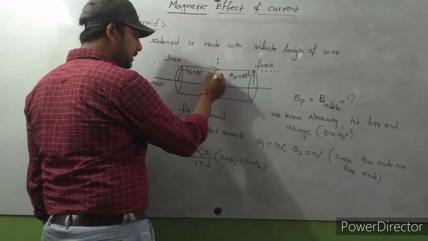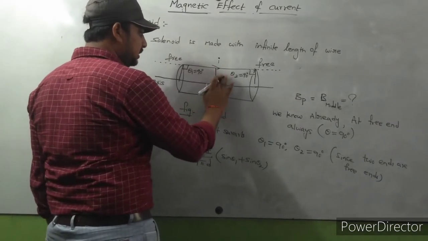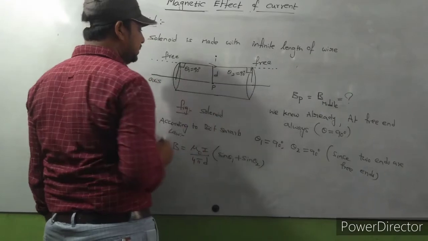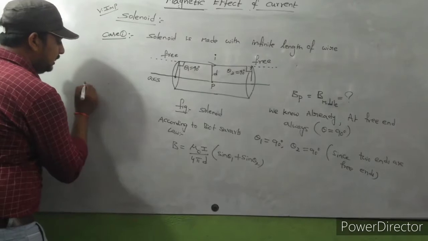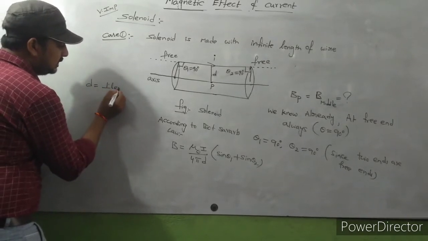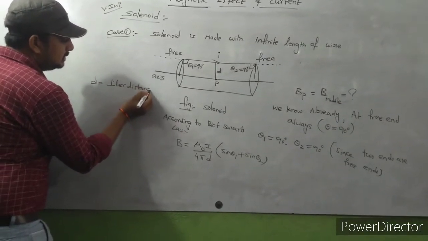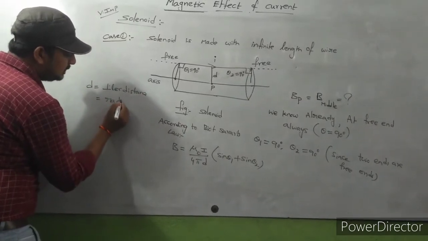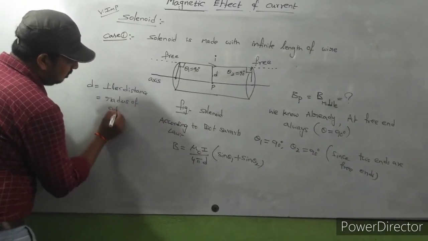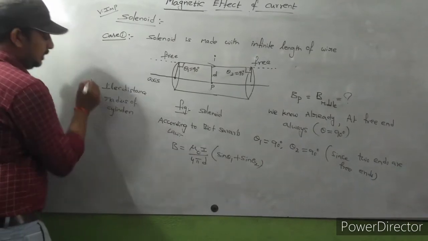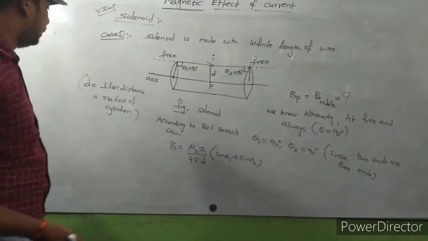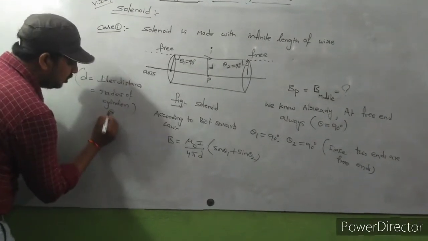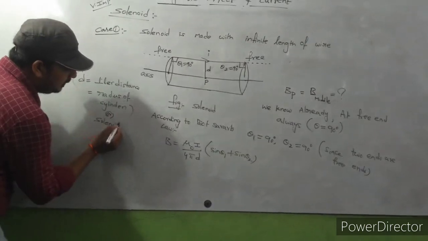D means perpendicular distance. This is D. Here this is the perpendicular distance, so D is nothing but the radius of the cylinder. Perpendicular distance is equal to the radius of the cylinder, or the radius of the solenoid, because a solenoid is in the form of a cylindrical shape.